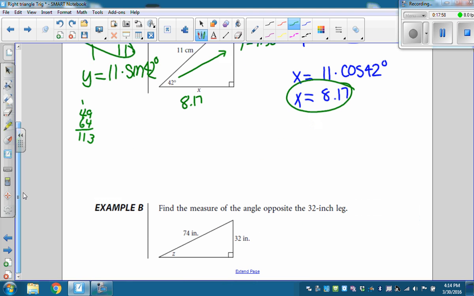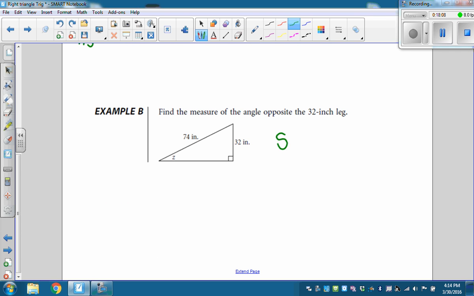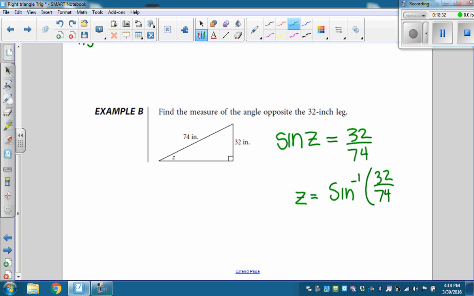We scroll down a little bit more. It's the same type of problem. I'm not going to work them all out. Oh, well, actually, this one we had to find the angle, so I will. So I'm going to find z. In reference to z, I have the opposite and the hypotenuse. So my true statement is sine of z equals 32 over 74. So I have to take the inverse sine of both sides. So what you'll eventually do is you could just jump to this step: sine inverse of 32 divided by 74.